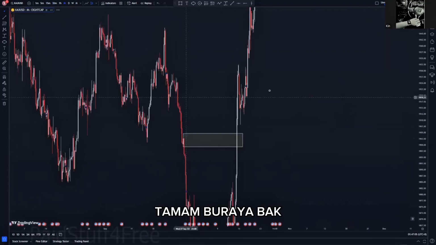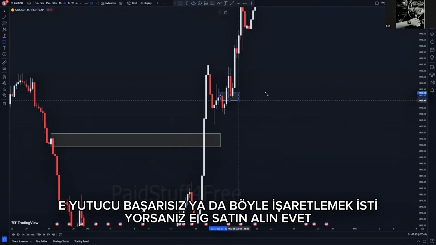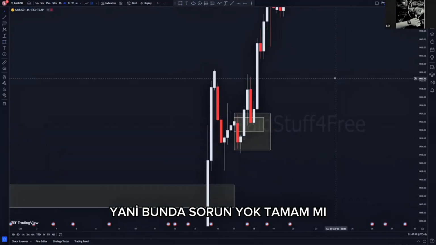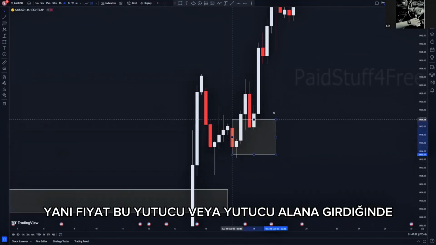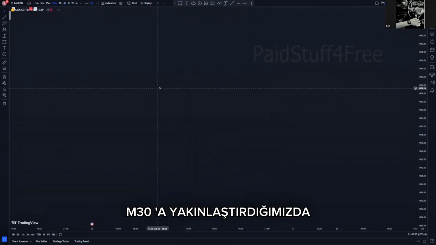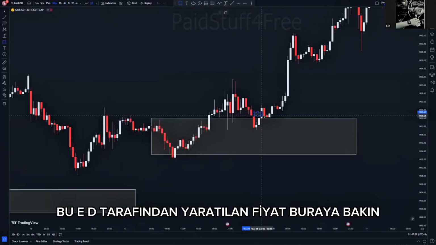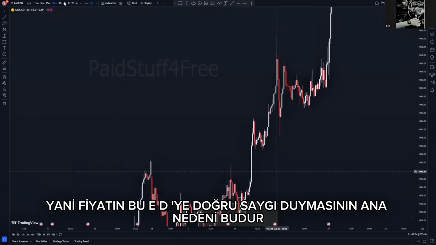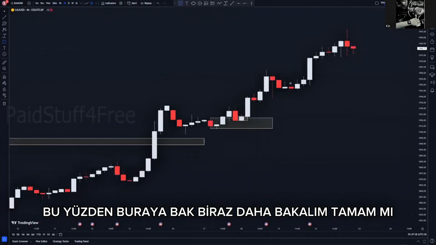All right, so look over here. Why did the price respect this engulfing buy? Or if you want to mark it like this, EG buy, there is no problem with that. When the price gets into this engulfing buy and we zoom in to the M30, look over here, the price created this EG buy. So that is the main reason why the price respected this EG buy.